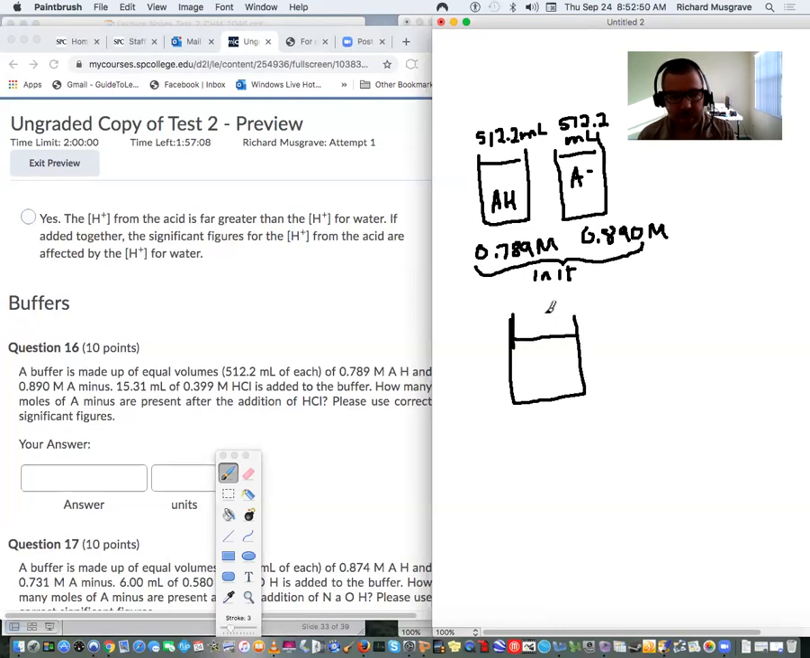And then we'll add in H plus, and the H plus is going to be a portion. I'll put this in a small beaker here. 15 point, so these two get added into this big container. Then we'll have 15.31 mils of the H plus, which comes from the HCl. And we have a molarity of that as well, of 0.399 molar.